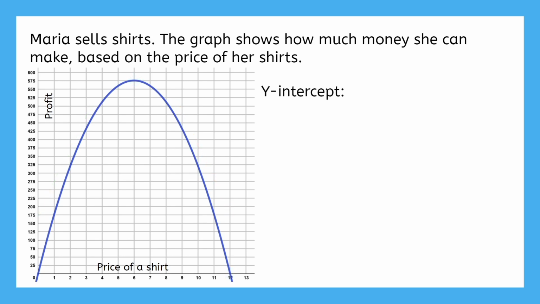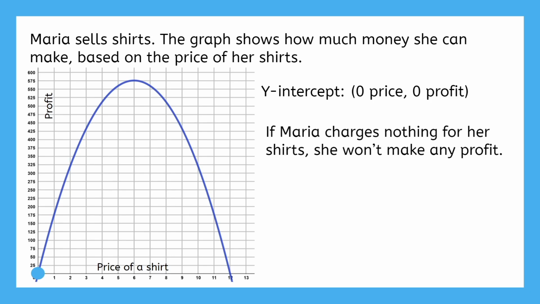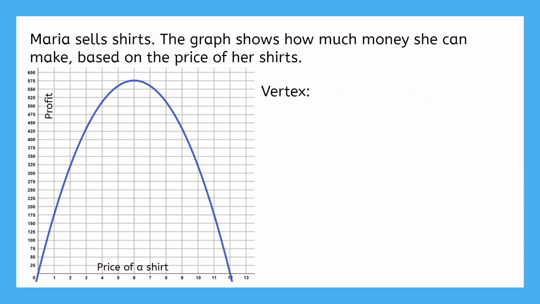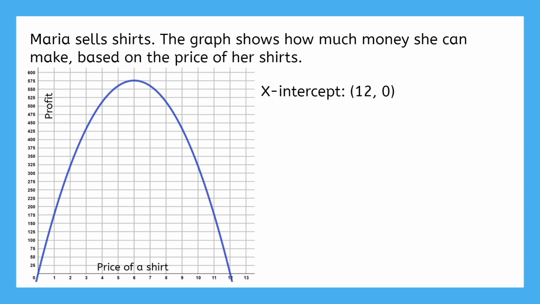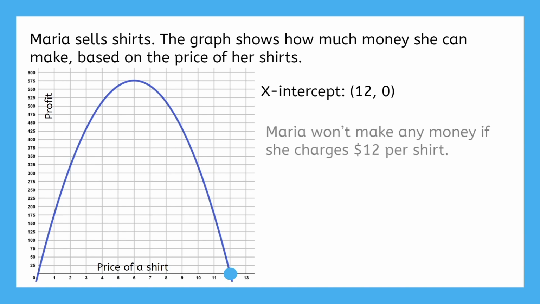So what does the y-intercept on the graph represent? That point tells us that if Maria gives away her shirts for free, she won't make any money off of them. What does the vertex show? This is the point where Maria stands to make the maximum profit possible by selling her shirts for $6. What does the x-intercept at (12, 0) mean? If Maria sells her shirts for $12, nobody will want to buy her shirts. She won't make any money.